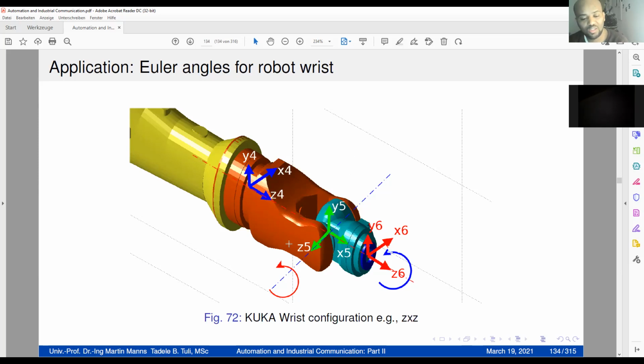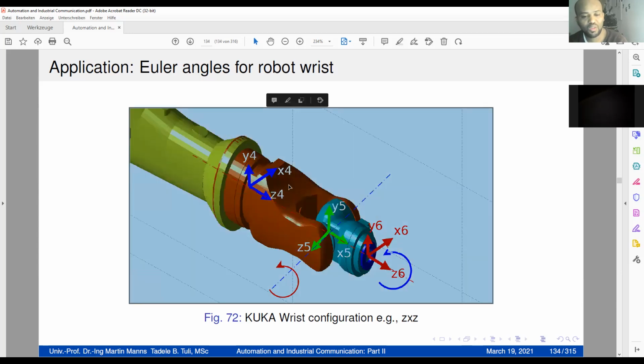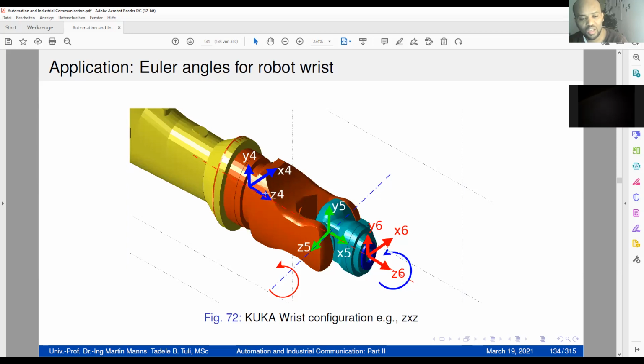So if I assume Z as a reference frame at joint 4, then rotate Z, rotate X, and rotate Z only, compared with 4. This is rotate about Z4, 5 is rotate about Z5, and this is rotate about Z6. Z4, Z5, Z6 are axes of rotation, right?